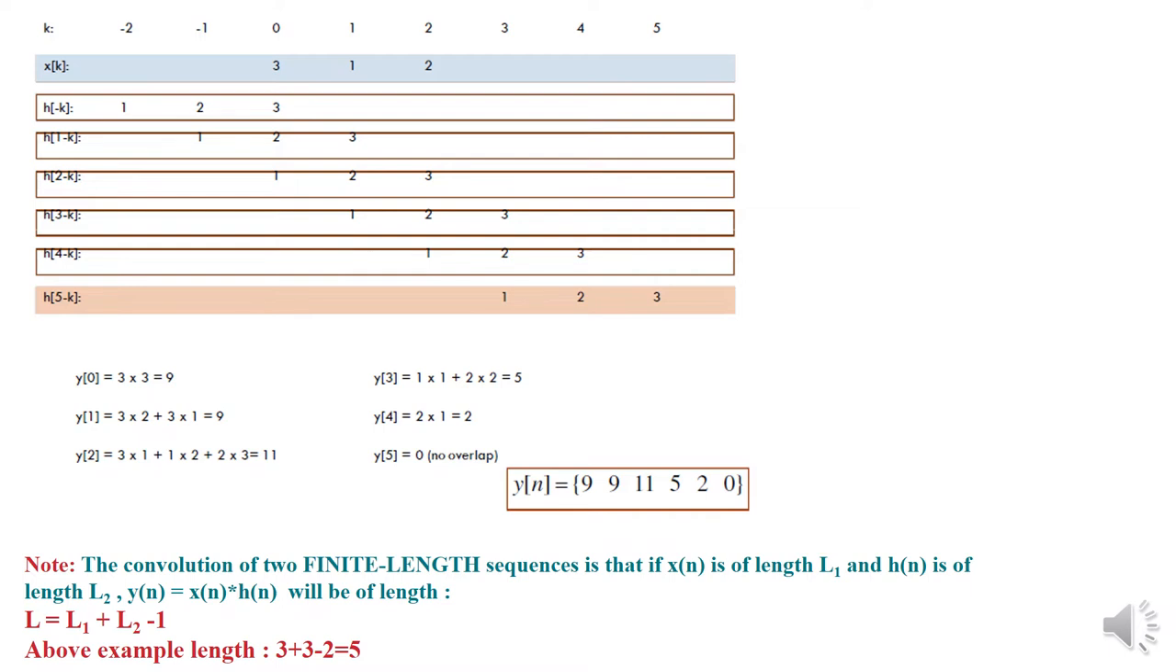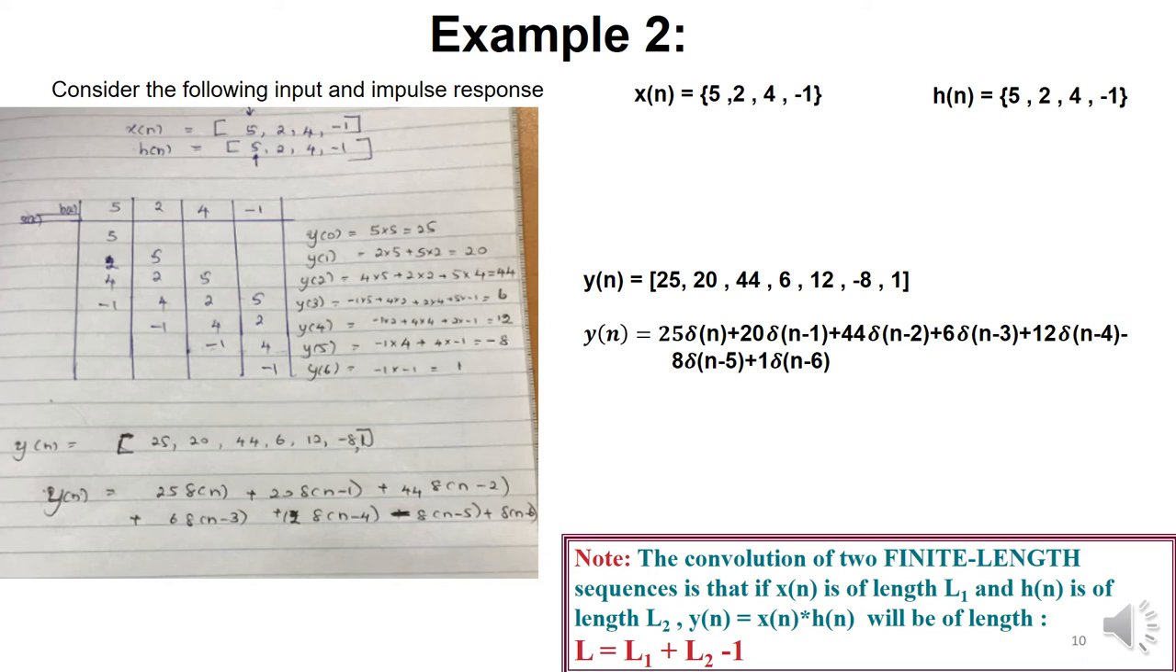Respectively, they are the lengths of hn and xn. So therefore, L is equal to L1 plus L2 minus 1. For the above example, the length of yn is 3 plus 3 minus 1, which is equal to 5. So it should be corrected as 3 plus 3 minus 1. In this one, I have done an example for you.